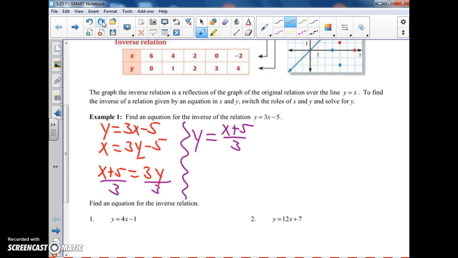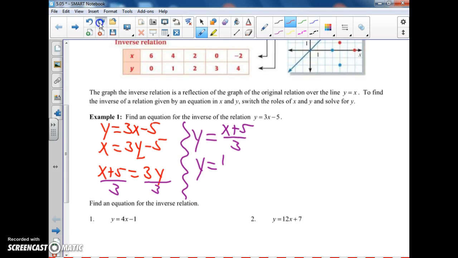That's the inverse. But there's a second way to write it. The other way you can write it is y equals, now tell me, how would you write this? 1/3. Very good. 1/3 x plus 5/3. And that's the other way you could write it.